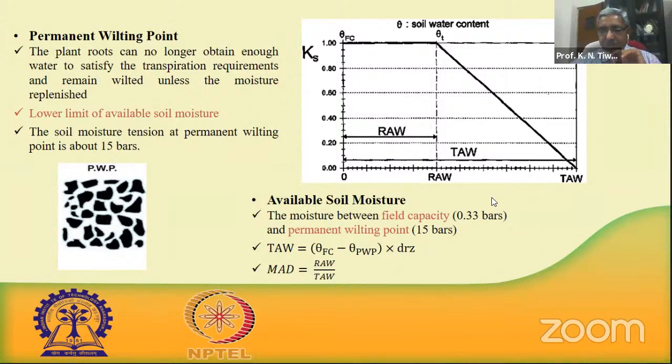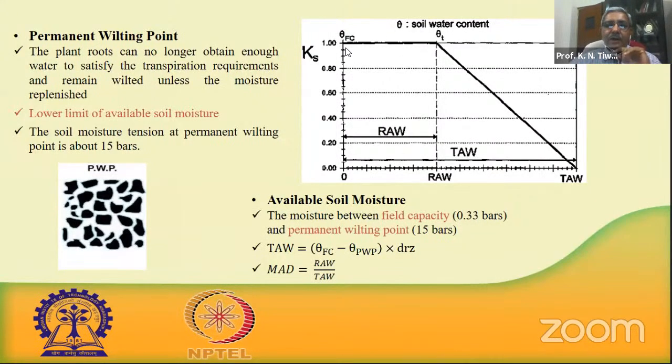Well, very good question. The Ks is expressed as a soil moisture stress coefficient. This Ks is mainly referring to the availability of water in the soil. Now, the question which has been asked here, where no values are given as far as the moisture content is concerned, but on the x-axis, it is the soil water content.